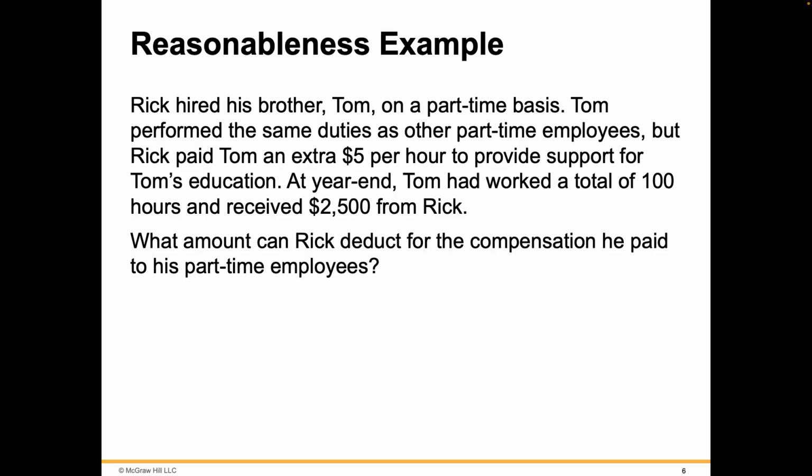Rick cannot deduct the extra $5 an hour for Tom's compensation because it is unreasonable in amount. Thus, about $500, so 5 times 100, is considered a personal, non-deductible gift from Rick to Tom. Hence, Rick can deduct $2,000 for compensation expense this year for Tom. Now, if Rick had an employee education program set up where he gave money to employees for continuing education, different story. That's not what's happening here, though.